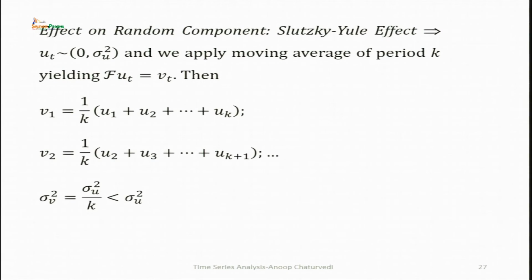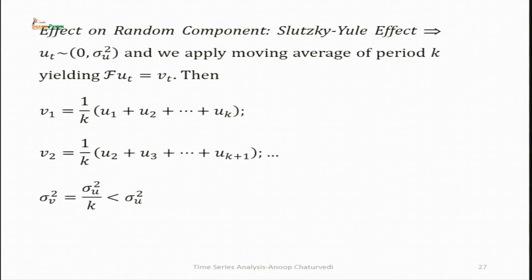Now, we consider the effect on random component. This is also called Slutsky-Yule effect. Again, we assume that u t has mean 0 and variance sigma square u, and we apply moving average of period k. So, f u t is equal to say V t. Then V t is obtained by taking k period moving average of u t. So, V 1 is the average of u 1, u 2, so on u k. V 2 is the average of u 2, u 3, up to u k plus 1 and so on.